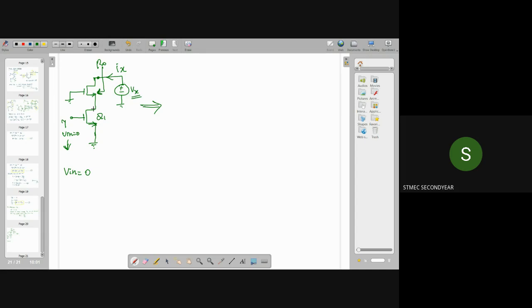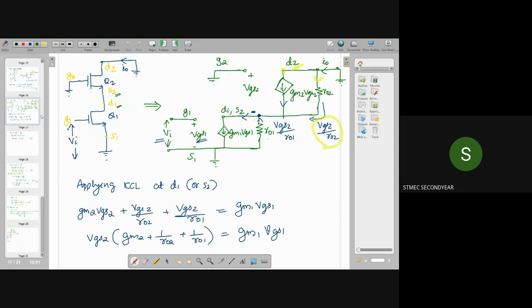For that, we have to consider the equivalent circuit. So in the equivalent circuit for the cascode configuration, actually we have this similar configuration. What is different is that we are making this input voltage equal to 0, that is Vi equal to 0.